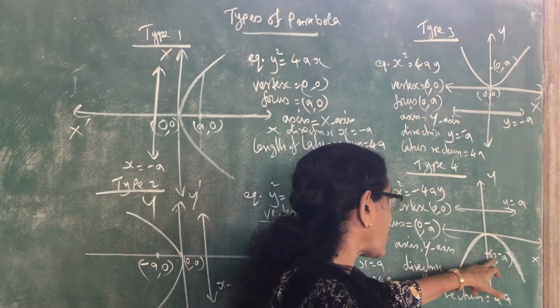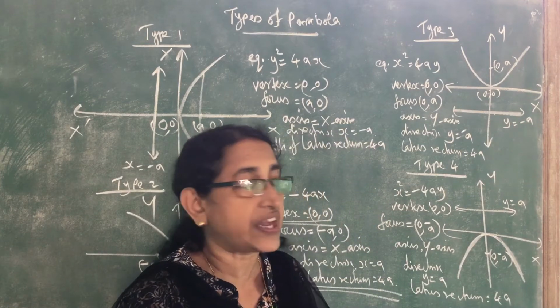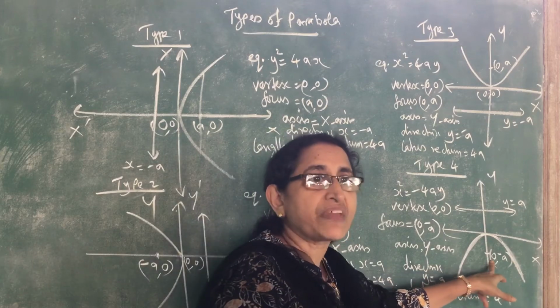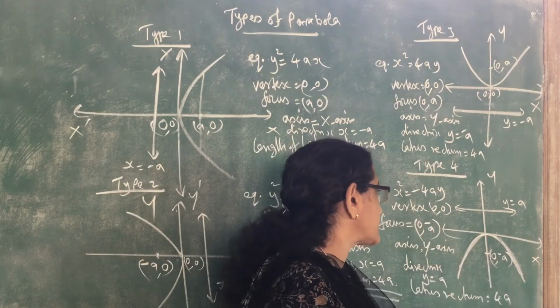So it is (0, negative a). The focus is (0, negative a). Here also the focus lies on the y-axis. Therefore the x coordinate is 0 and the y coordinate is minus a. (0, minus a) is the focus.